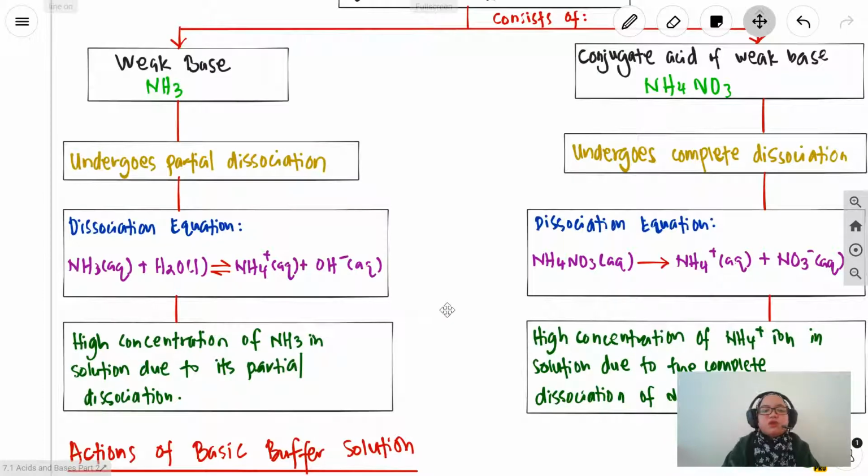However, since NH3 only undergoes partial dissociation, there is still a high concentration of NH3 in the solution, because NH3 only partially dissociates.